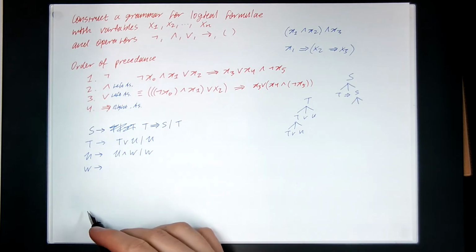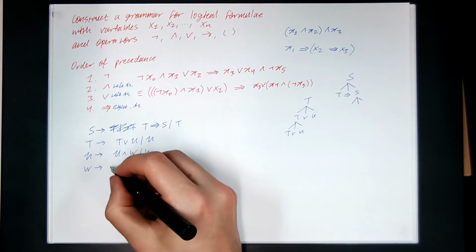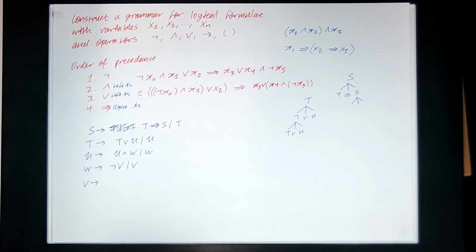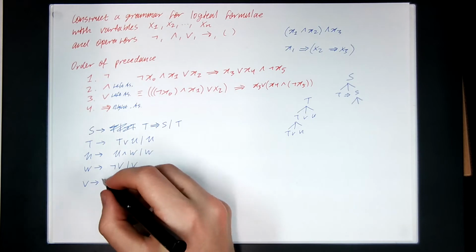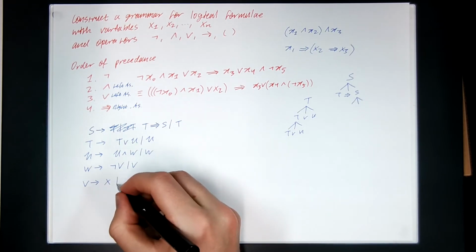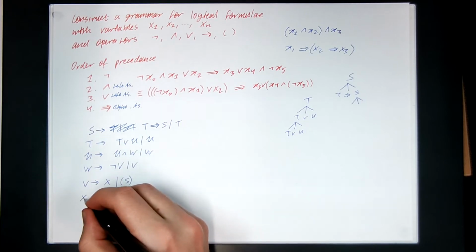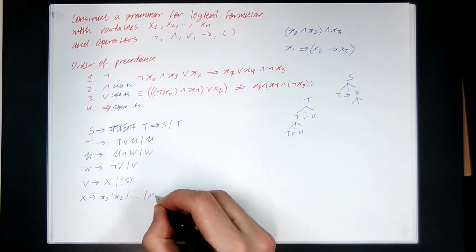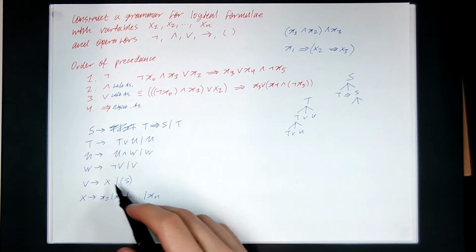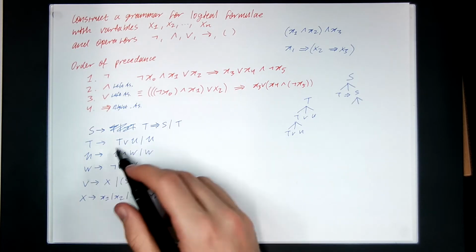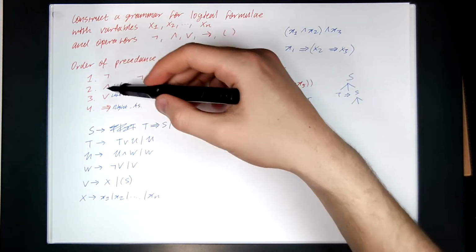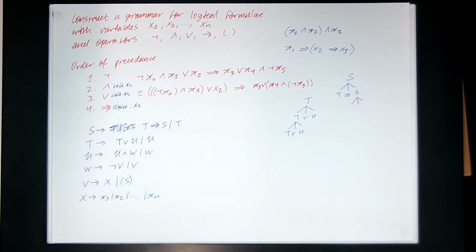So W can either skip down to the next layer or add a negation and then go down to the next layer. So it can be negation of V or V. And then V can be the variables or go back to the start with brackets. So V can be X, which will be the collection of variables, or go back to the start in parentheses. And then X can go to x1 or x2 or so on up to xn. Okay? So this grammar is unambiguous because I can only branch down one side, and it respects the order of operations, the order of which binds the tightest and which binds the weakest, and it respects the associativity of the operators. So and, or are left associative, whereas implication is right associative.